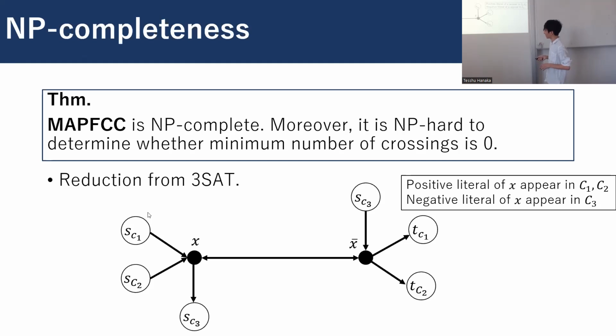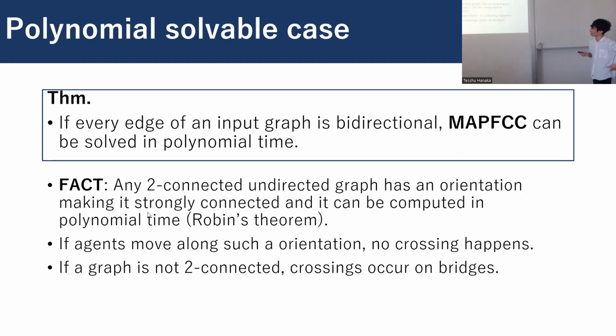So we can show the 3-SAT is satisfiable if and only if there exists path planning without crossing. So this is a brief explanation of NP-completeness. And for the polynomial time algorithm, we can show this theorem.